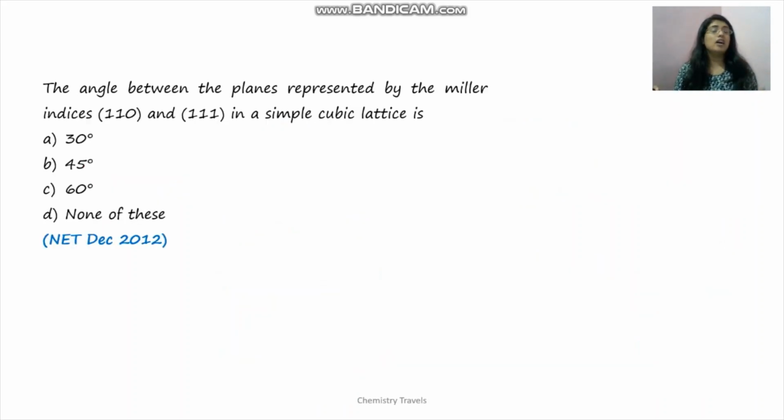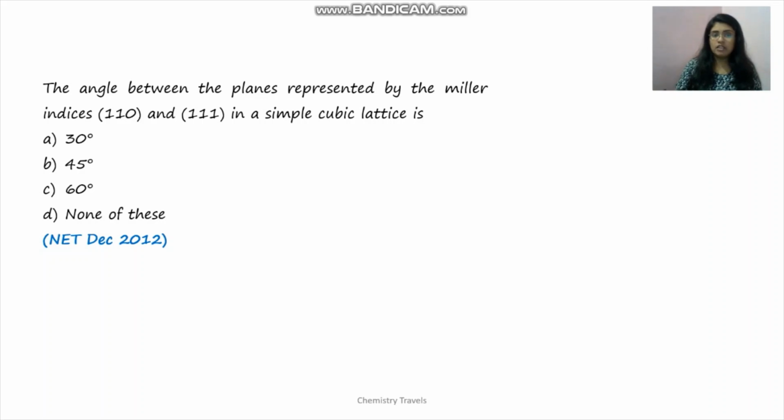So this is a NET December 2012 question. Here they've asked for the angle between the planes that are represented by the Miller indices 110 and 111 in a simple cubic lattice. They need the angle, the theta value. If H1 K1 L1 is one plane and H2 K2 L2 is another plane, then theta is the angle between the two planes.